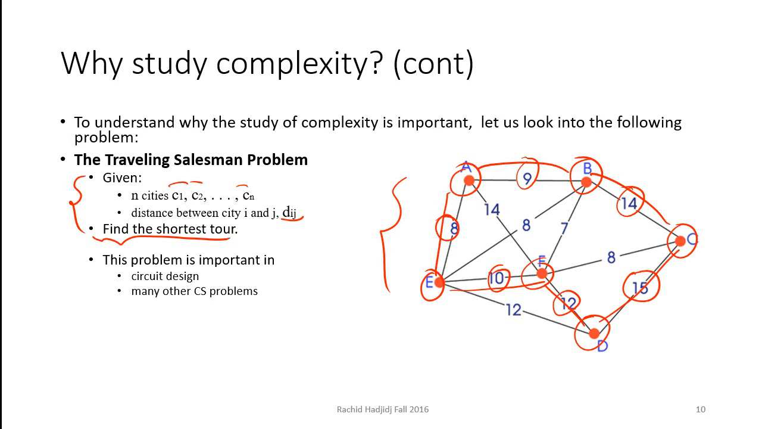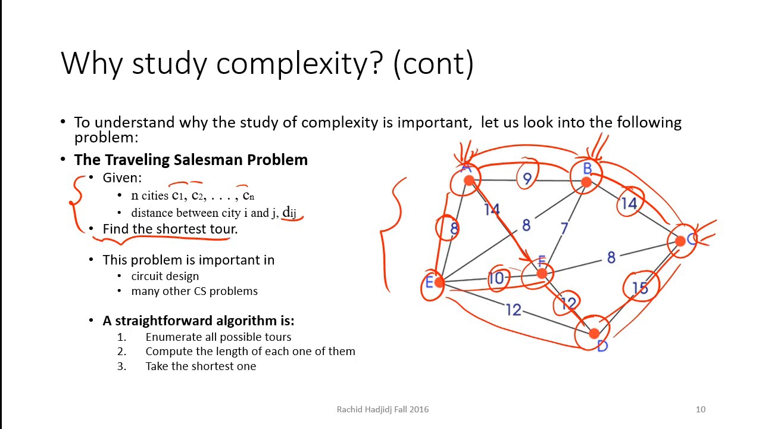Is it the only tour we have? No, there are many other tours. When we start from A, we could have gone to F at the beginning instead of going to E. Then from F, we could have gone to E. Then from E, we could have gone to D, then C, then B, then come back to A. An alternative would be to start from B and do the same. Of course, we could have started also from C or from any other node. So as you can see, there are many tours.